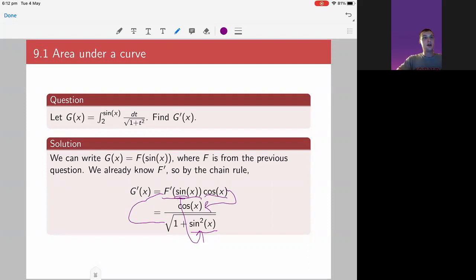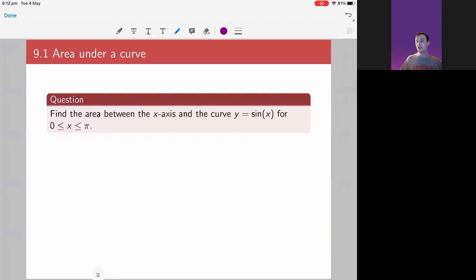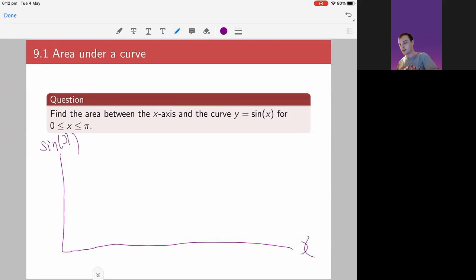Okay. Next question. This one is a bit more of a geometric one. Find the area between the x-axis and the curve y equals sine of x for x between 0 and pi. Now, you can probably already guess what the answer is. If this is the sine of x function, then we know that it starts at 0, peaks at pi on 2, and ends at pi, and it peaks at the value 1.